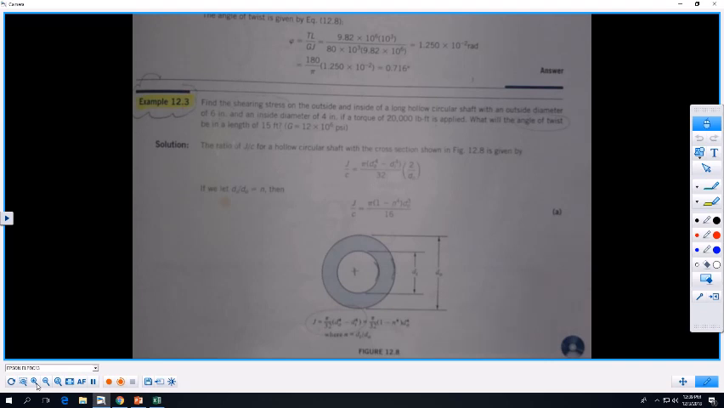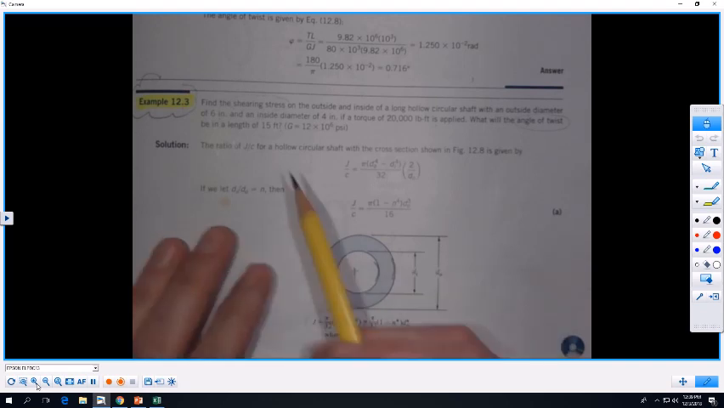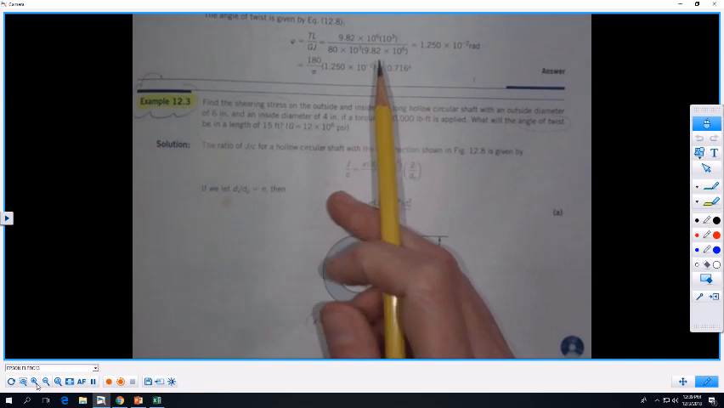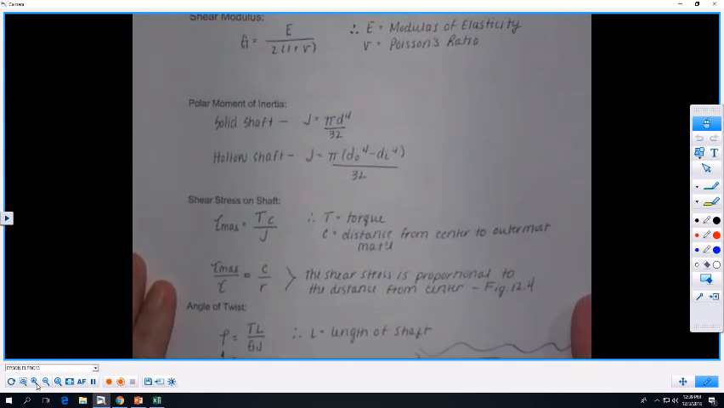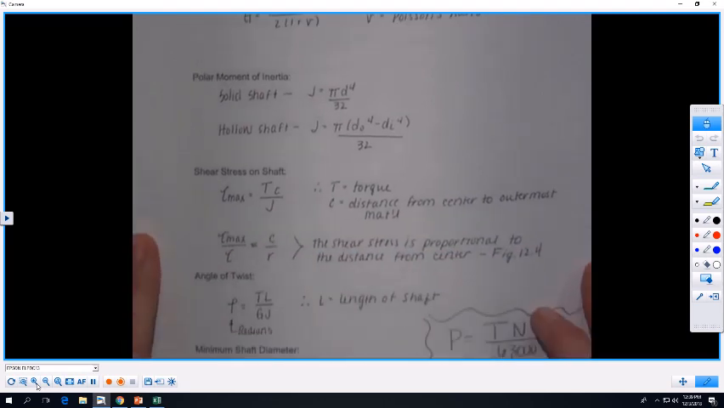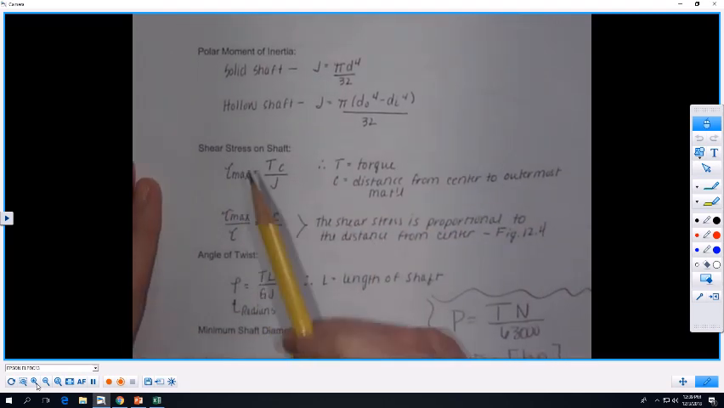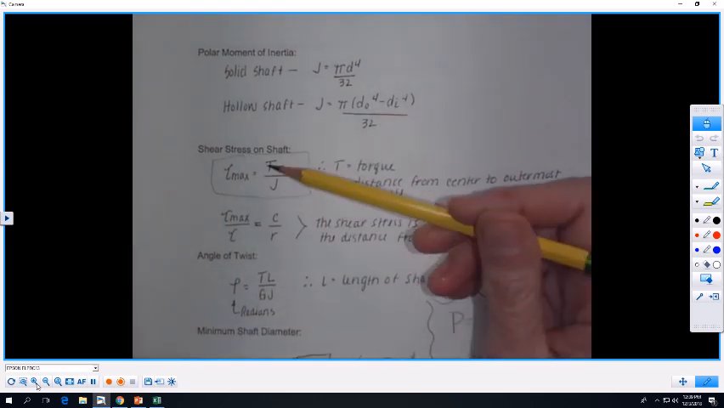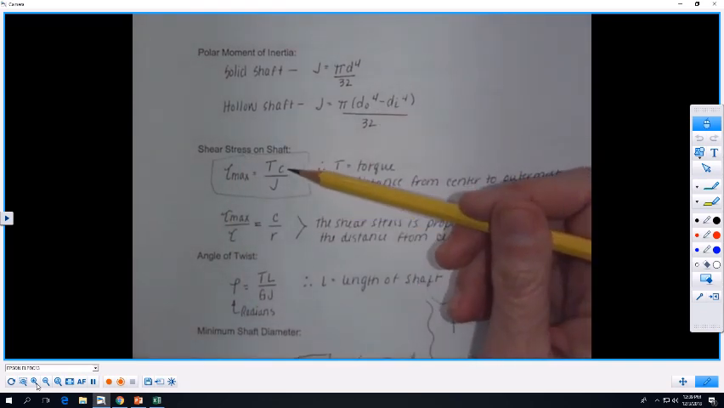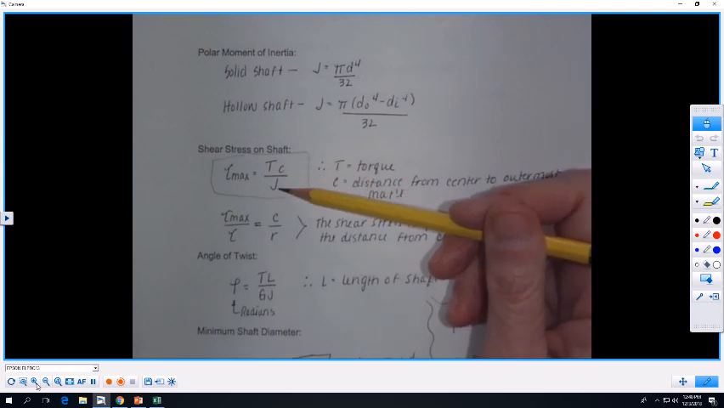Okay, so that's why we start out with some example problems here. Now, we want to find the shearing stress. So as we look back at the equations we have for this unit on that sheet that I just showed you, for shear stress, we have this base equation right here. Shear stress is going to be the torque times the distance out from the center of rotation to the outermost material divided by the polar moment of inertia.